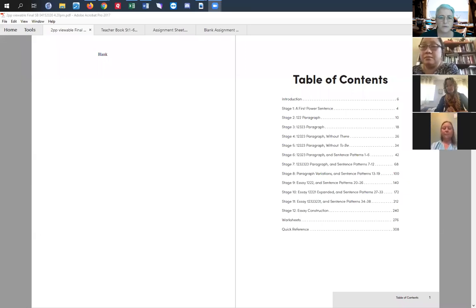So I'm going to share my screen so you can see a PDF version of my book. Can everybody see the table of contents there? Okay, so basically this is the student book, and you can see from the table of contents we have it broken down into stages, which are like chapters. These stages take kids from writing one sentence, which I call a first power sentence, all the way up to essays. It also teaches them how to organize sentences in different ways as they go along the way.